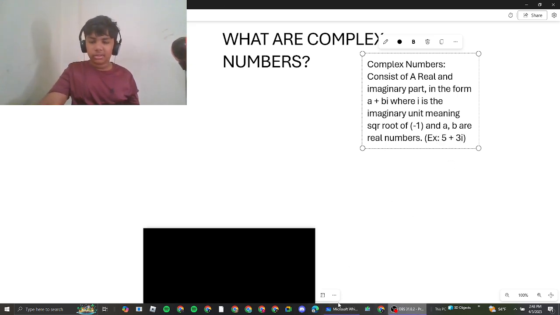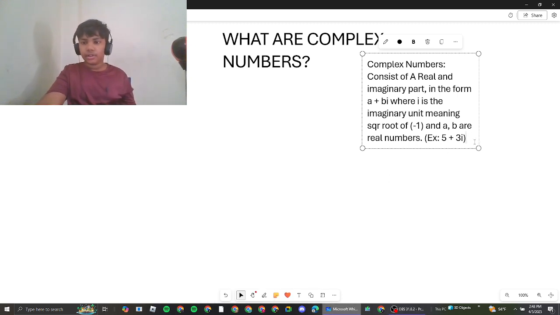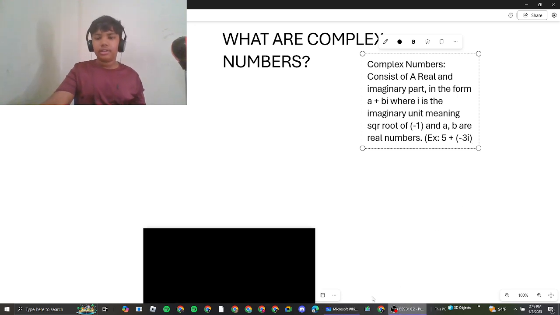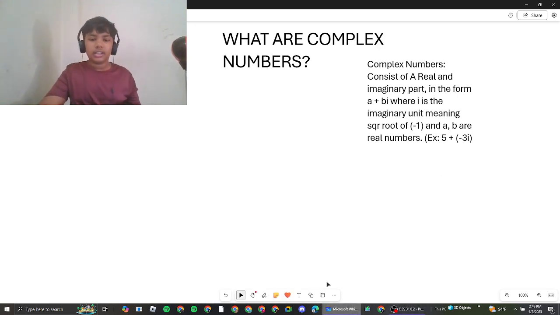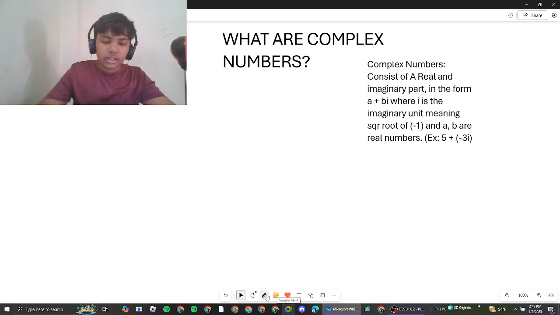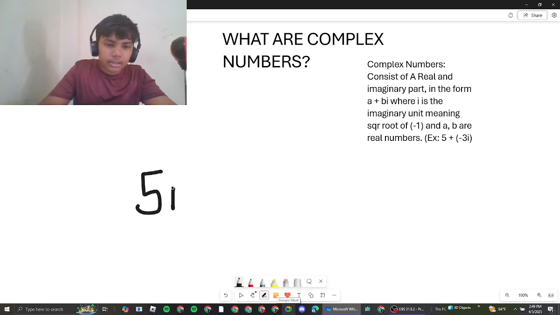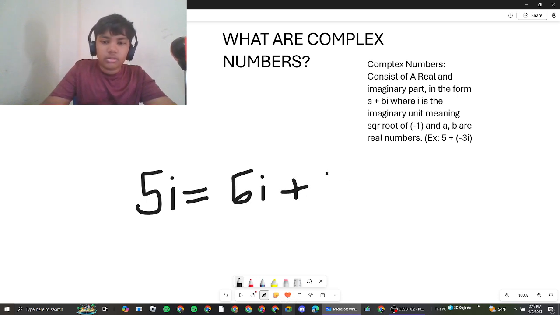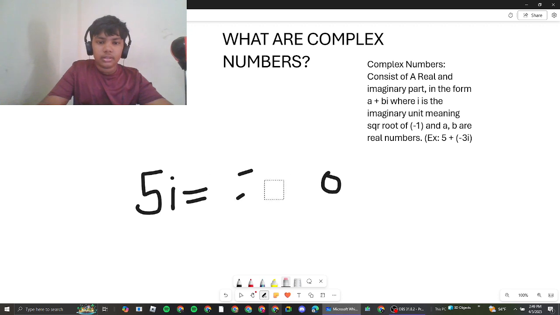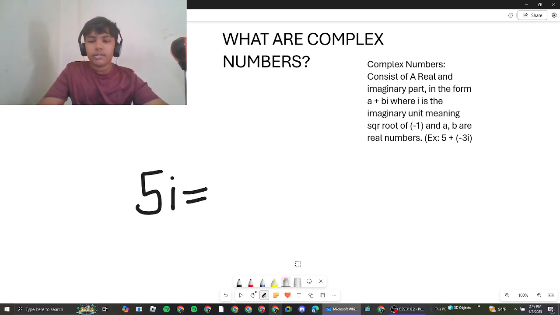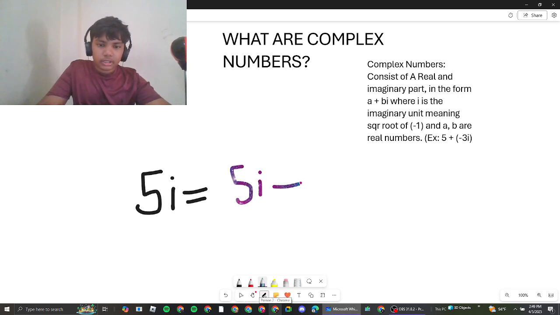this is a complex number because it has a real and an imaginary part, and it can also be negative. We can write it as 5 minus 3i, which can just be written as 5 plus negative 3i, but either way, this is a complex number. We can also write imaginary numbers as complex. For example, if we have 5i, we can write this as 5i plus 0. It fits the description.